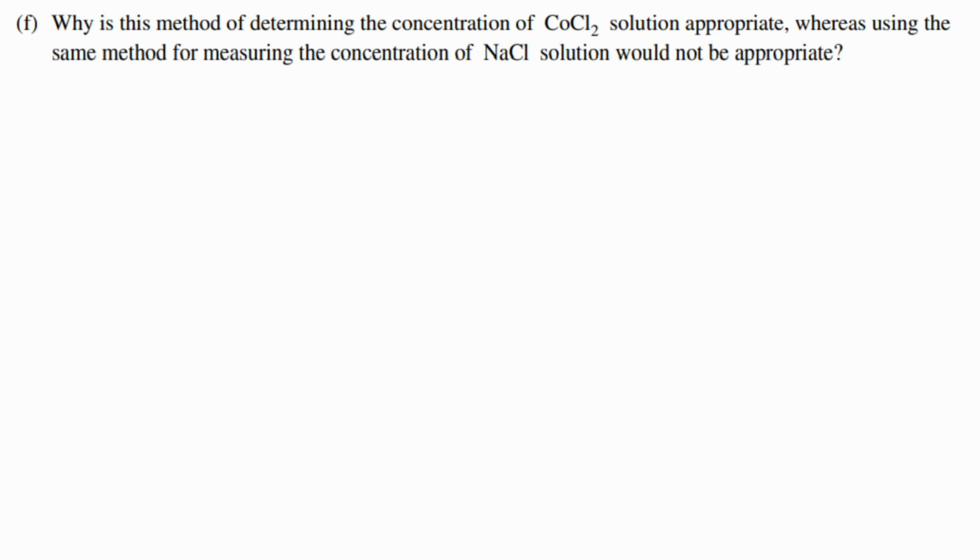And then the last part of this question was, why is this method of determining the concentration of CoCl2 solution appropriate, whereas using the same method for measuring the concentration of NaCl solution would not be appropriate? So remember, with this spectrophotometry, we are looking at colored solutions and how they absorb light. So NaCl is not colored. When you dissolve NaCl into water, it's going to be clear. So when you put it into a spectrophotometer, it's not going to work. It's not going to show any absorbance because it's clear and the light beam is going to go straight through.